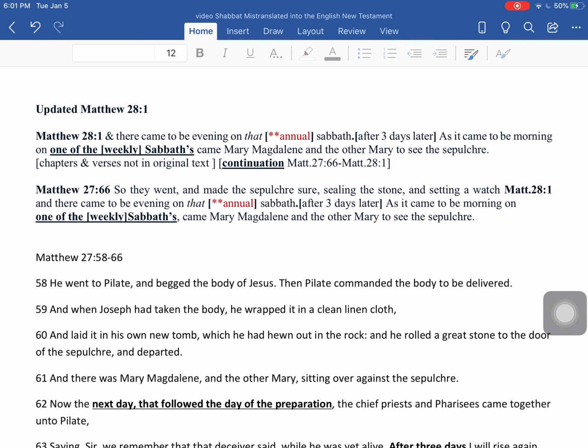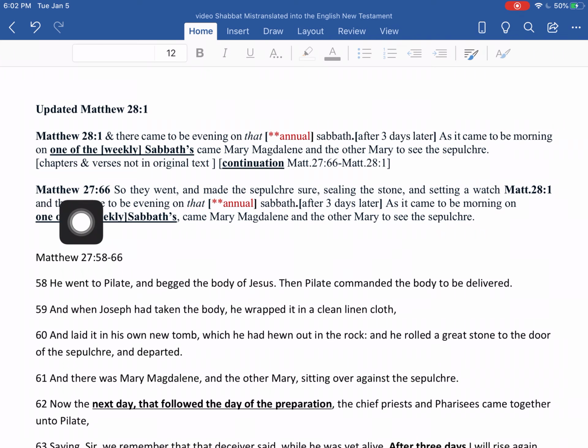So let me read this rendering I have here. It has a little more grammar to help. Here we go, Matthew 28:1. And there came to be evening on that annual Sabbath, period. After 3 days later, as it came to be morning on one of the weekly Sabbaths, came Mary Magdalene and the other Mary to see the sepulchre.